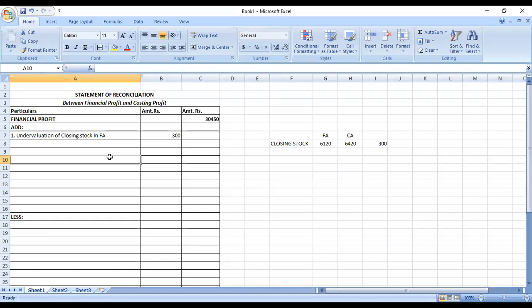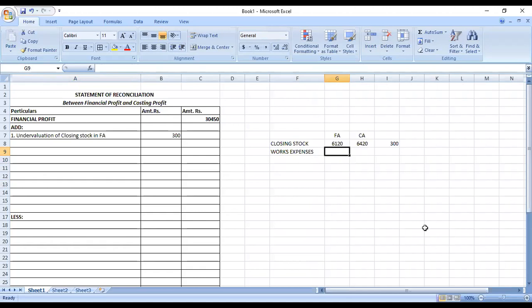The works expenses. Okay, what is that? Works expenses. What are the works expenses in financial accounts? Works expenses कितना है financial accounting में students? That is given 18,195. Okay. And what about the works expenses in case of the costing? Costing में कितना बोला है? The works expenses were taken at 100% of direct wages.